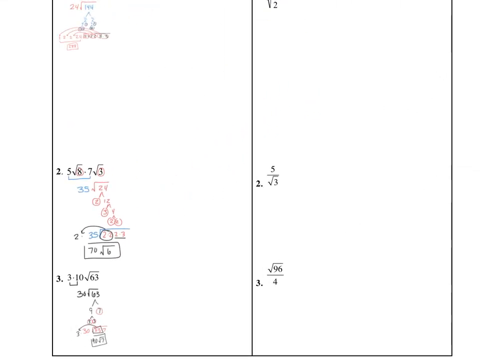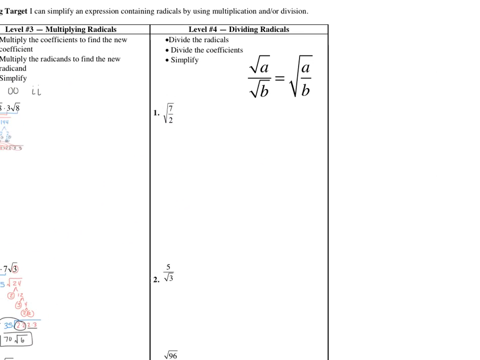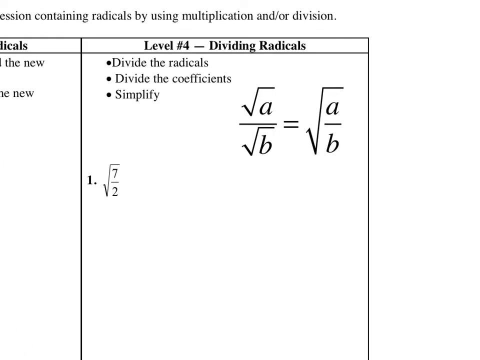So you just learned how to multiply expressions containing radicals. Now what we're going to do is some dividing with radicals. And again, when we do dividing radicals, we're simply going to divide our radicals, divide our coefficients, and simplify. But it's important to know this little rule. Radical A over radical B is equal to radical A over B.